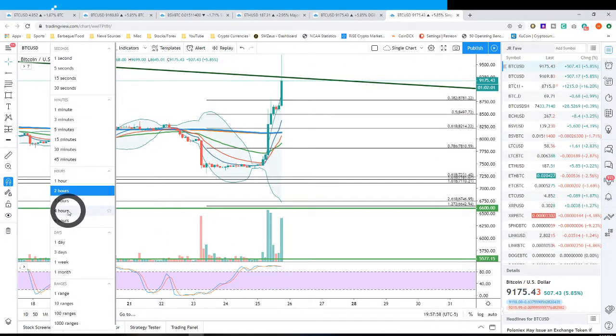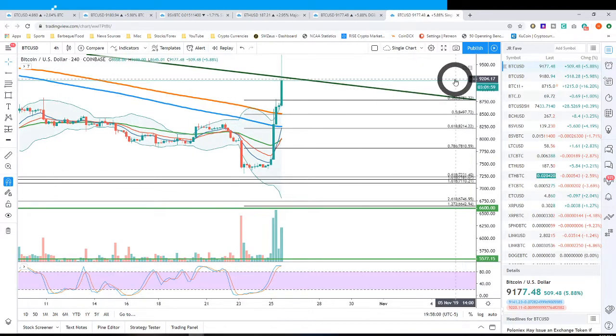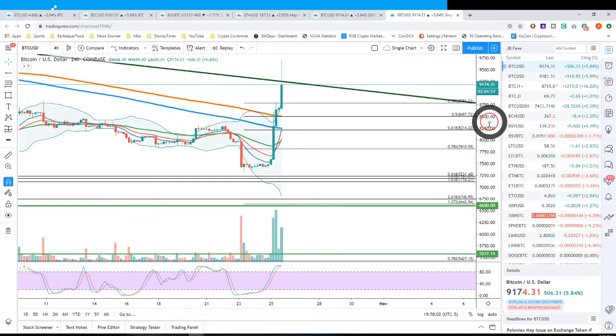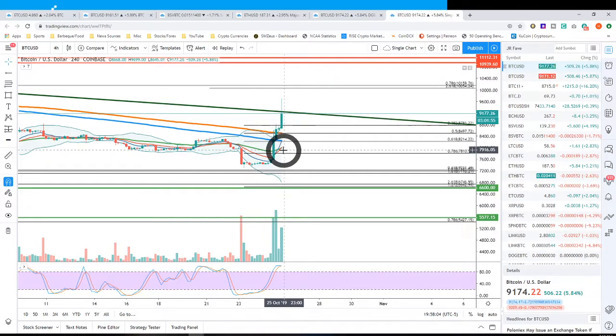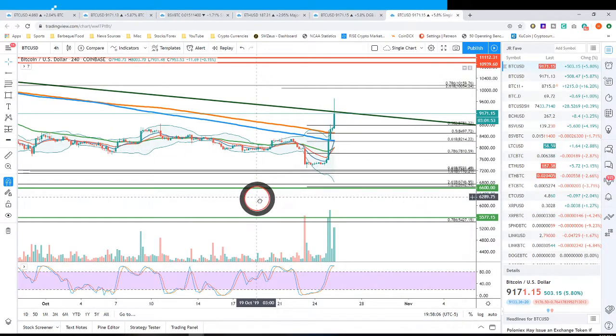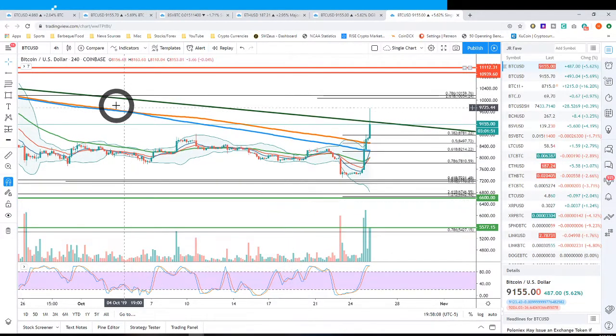Let's go look at 4-hour chart. Happy times, happy times. I love it green. I love green. Love green, guys. Don't know about you, but I love green.